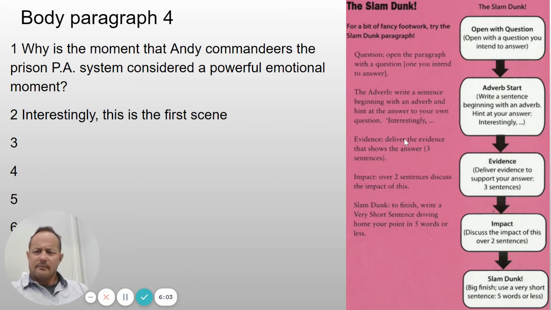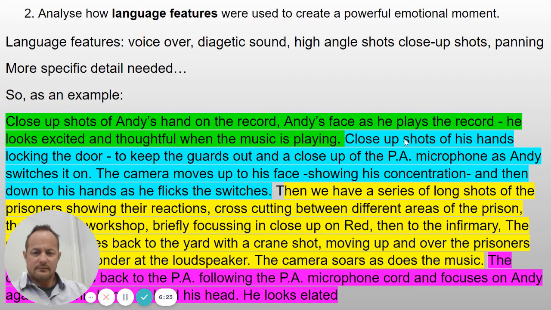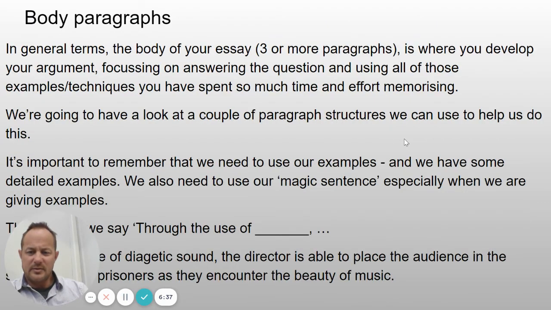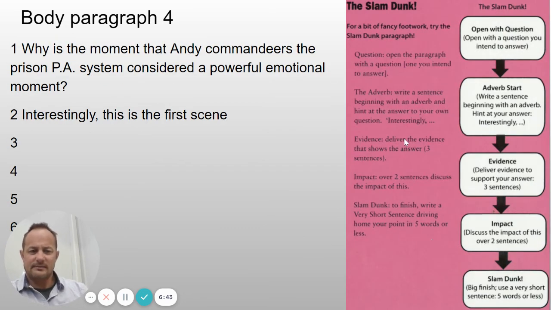So that's some of our evidence there, and I've given you some anecdotes, but we can actually look at the dialogue from the guard on the toilet who is pleading, "Andy, let me out." We can see close-up shots of his hands locking the door to keep the guards out, and a close-up of the PA microphone as Andy switches it on. So there are some specific bits and pieces there that we could use as evidence in this slam dunk.